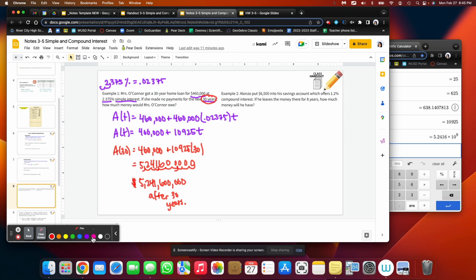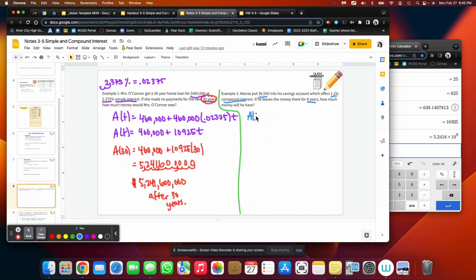Okay, so now let's take a look at the second example. Let me just draw a line to kind of separate these two. Number 2 says Alonzo puts $6,500 into a savings account, which offers 1.2% compound interest. If he leaves money in there for 8 years, how much money will he have? This is a situation where you're putting money in a savings account, and over time it earns interest, which means the amount of money will grow over a certain amount of time. All right, so this is compound interest.